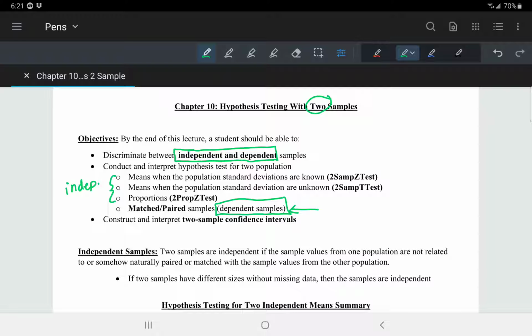Samples that are dependent are matched or paired in some ways. If they are not matched or paired in some ways, then we will say that they are independent, and then we can use 3 different tests. If we happen to know the standard deviation, we'll use the 2-sample z-test. If we don't know the standard deviation, then we'll use the 2-sample t-test. And if we're trying to say something about a proportion, then we will use the 2-proportion z-test. Once we do all of this, we can also construct and determine the confidence intervals for 2 samples.